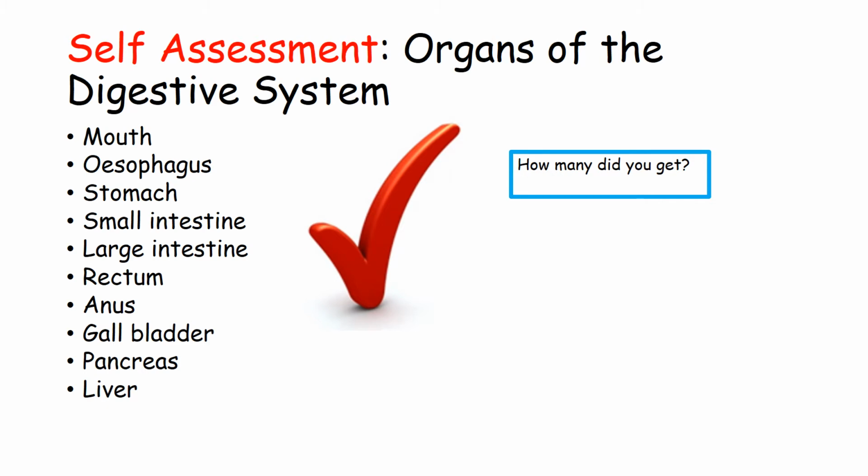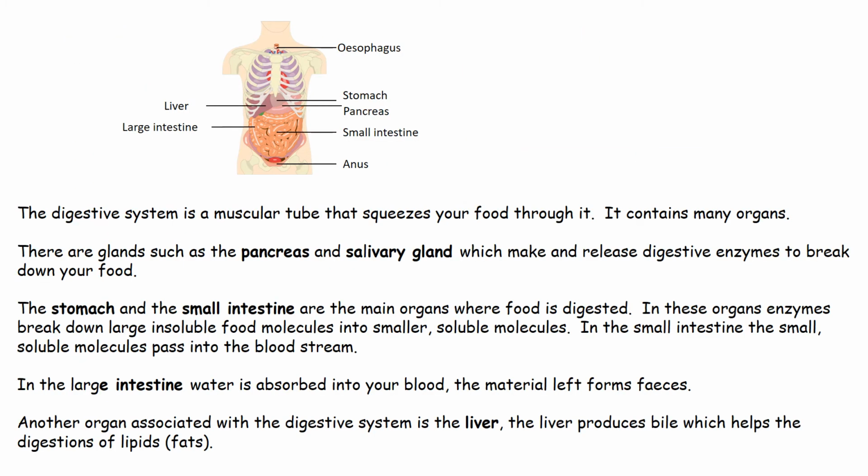And while food doesn't pass through these organs directly, they release important chemicals such as enzymes, bile and other digestive juices, which are important for the process of digestion. So let's have a look at the overview of the digestive system. The digestive system is a muscular tube that squeezes your food through it, and this squeezing movement is called peristalsis. Now there are glands such as the pancreas and the salivary gland, which is found in your mouth, which make and release digestive enzymes to break down your food.